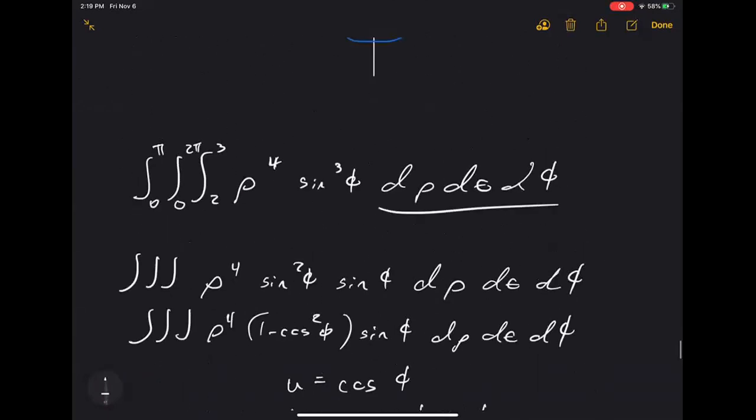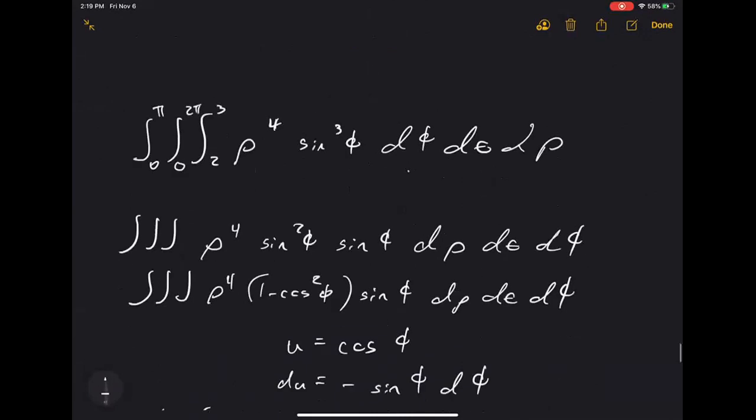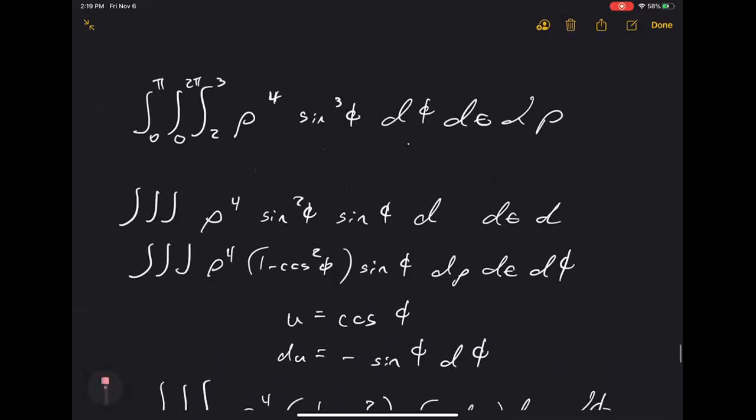Let's see. I was integrating. I was supposed to integrate in terms of rho first, but let's go ahead and just, everything's constants over here. So we still have Fubini's theorem, so we can just switch the order of integration without worrying about it. So let's say I was instead doing this, okay? Just so I can get that sine cubed out of the way first.